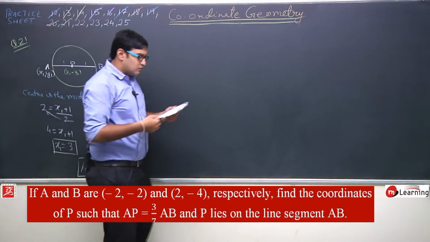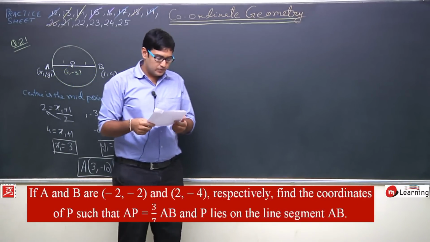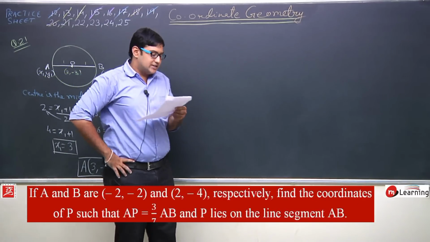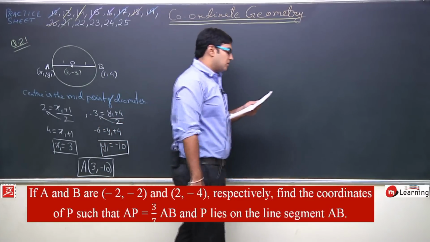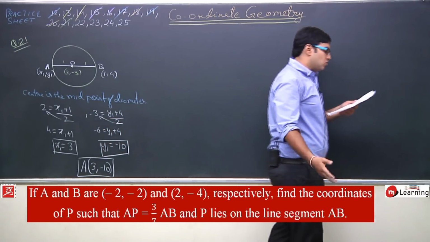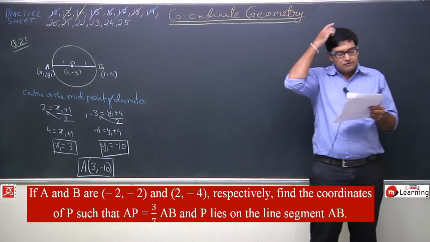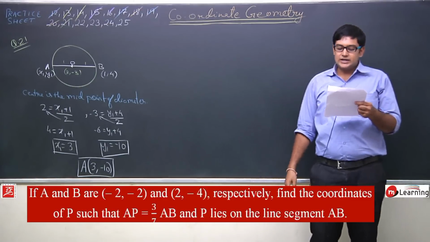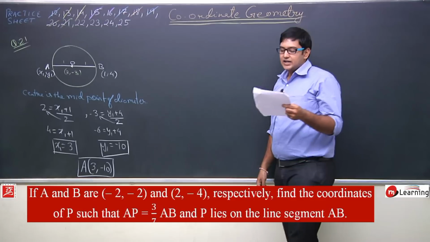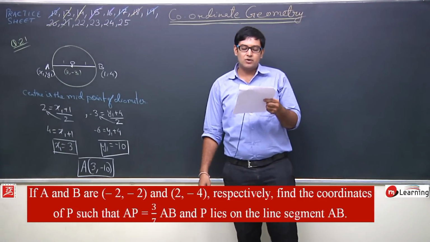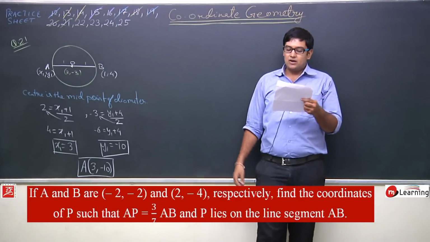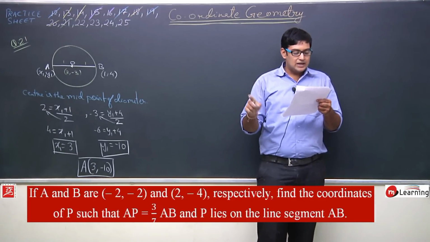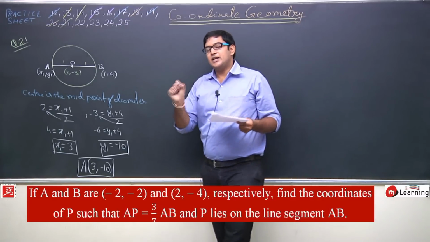Now let us move on to question number 22. Question number 22 says if A and B are (-2, 2) and (2, -4) respectively, find the coordinates of P such that AP is equal to 3/7 of AB and P lies on the line segment AB.